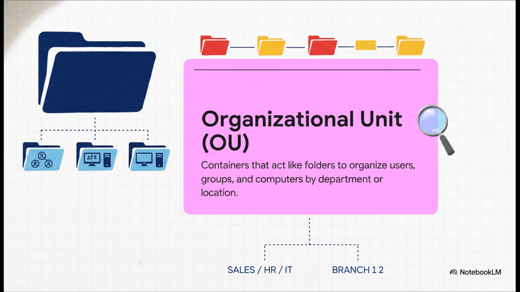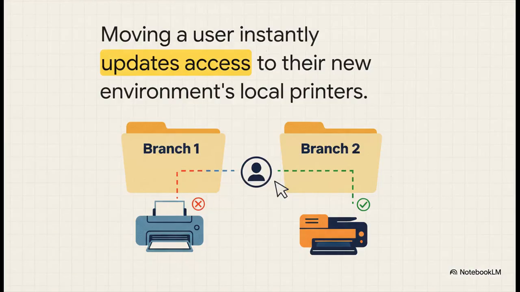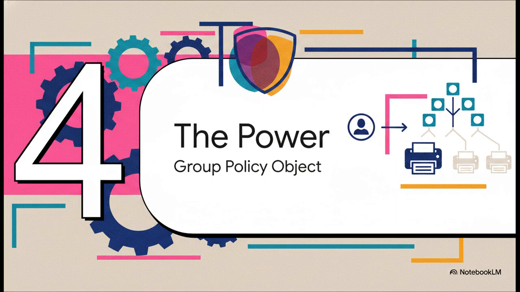You then neatly tuck your users, groups, and even computer hardware into these folders. Here's the coolest part. OUs actually define a user's digital environment. If an employee physically transfers from Branch 1 to Branch 2, you just click and drag their user account into the new Branch 2 OU. Just like that, you've automatically revoked their access to the old local printers and granted them access to the new ones. It is seamless. Which leads us perfectly into Section 4, the power of group policy.